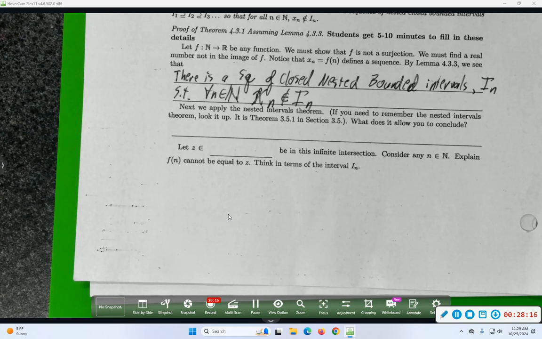Oh, by the way, this is a group work item, right? So I want to collect your write-ups to this as the homework for today. Just pointing that out.